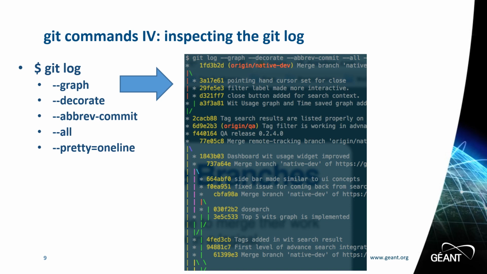--all assumes that all of the refs in refs/ and HEAD are listed on the command line as commits. --pretty=oneline: extra information taken from the ref log is prepended to the commit message on the same line. The image in the slide shows the output from the git log --graph command.